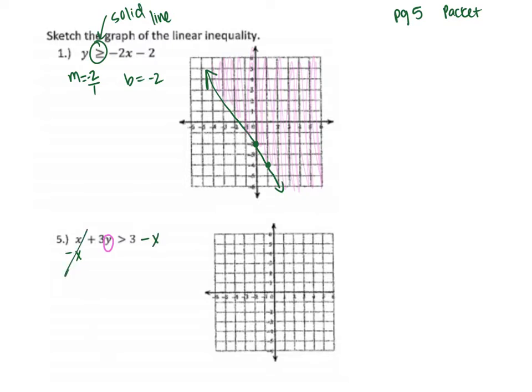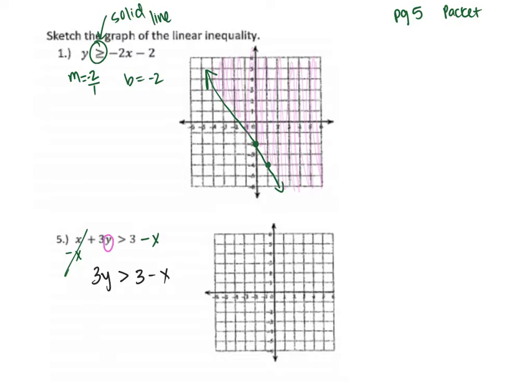So that cancels out, bringing down... okay, there we go. So I have 3y that drops down is greater than 3 minus x. So now what I need to do is get rid of the 3.